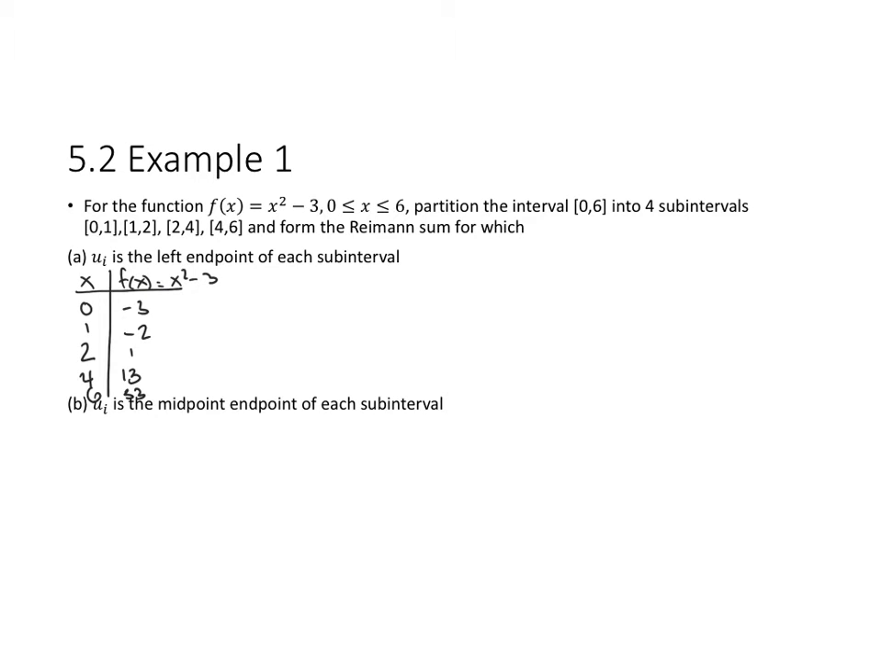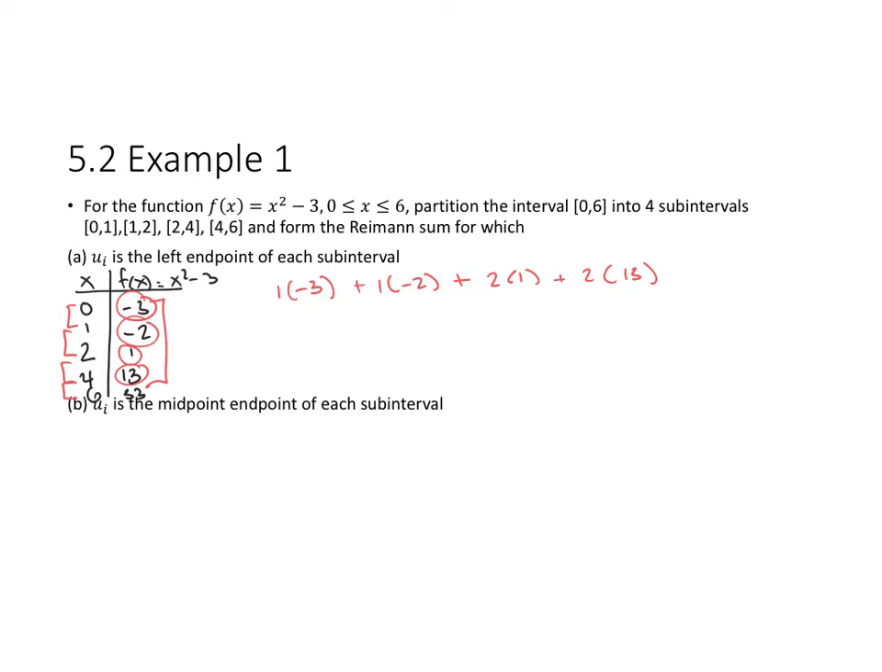Now to do my left Riemann sum, I'm going to use my left endpoints. So I use these numbers because they're on the left of all of my points. I will draw a picture of this that might be a little more helpful. My first rectangle is going to be from 0 to 1, so it has a width of 1, and a height of -3. My next rectangle has a width of 1 and a height of -2. My next rectangle has a width of 2 and a height of 1. And my final rectangle has a width of 2 and a height of 13.